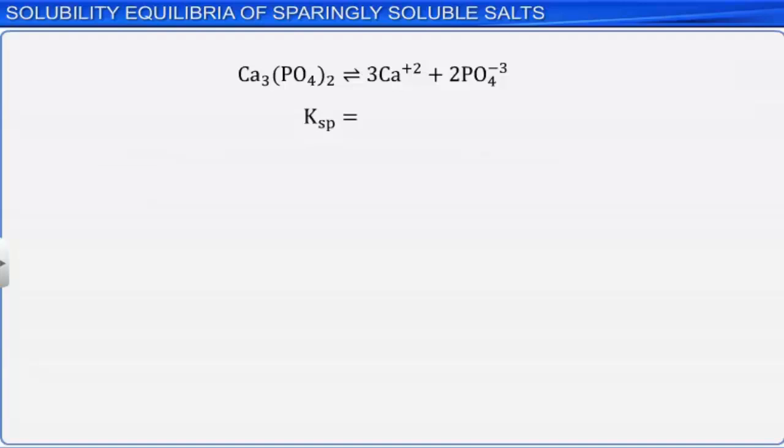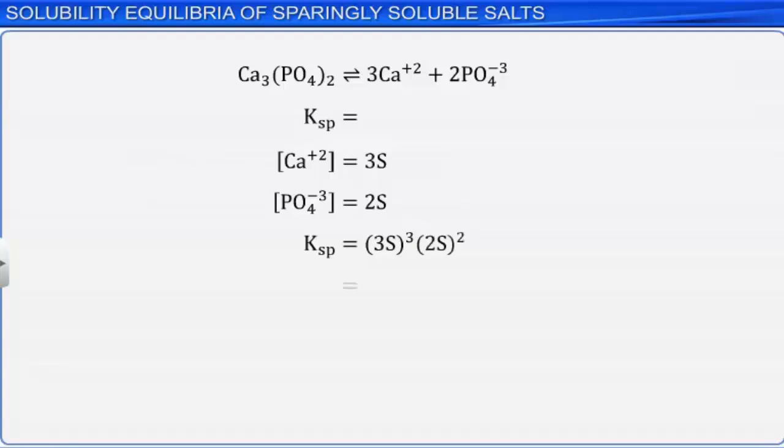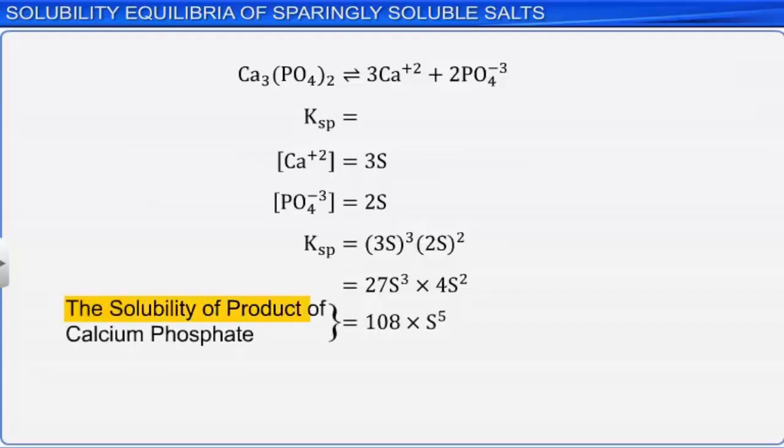If S is the molar solubility of calcium phosphate, then the concentration of Ca+2 ions will be equal to 3S and the concentration of phosphate ions will be equal to 2S. Substituting the concentration of calcium and phosphate ions in the Ksp equation for calcium phosphate, we get the solubility product Ksp is equal to the product of 3S raised to the power of 3 and 2S raised to the power of 2. This is equal to 27S cube multiplied by 4S square. The product of this is equal to 108 multiplied by S raised to the power of 5. Thus, the solubility product of calcium phosphate is equal to 108 multiplied by S raised to the power of 5.